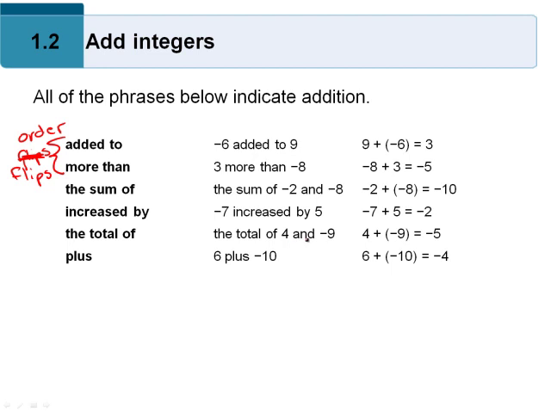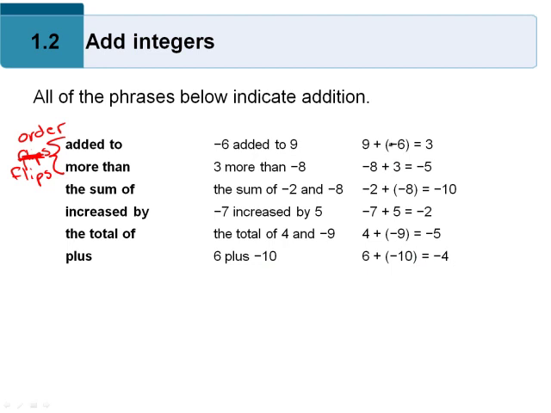The total of 4 and negative 9, so there you keep them in the same order, but then the 9 and the 4 are different signs, so subtract and keep the bigger sign of the bigger number. 6 plus negative 10, that goes right in order. 6 plus negative 10, exactly the way it says it.